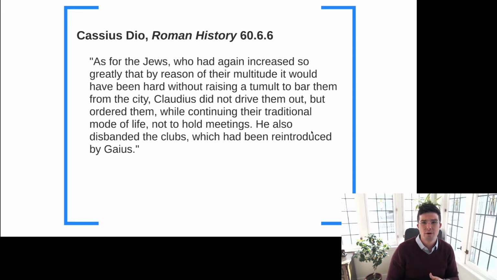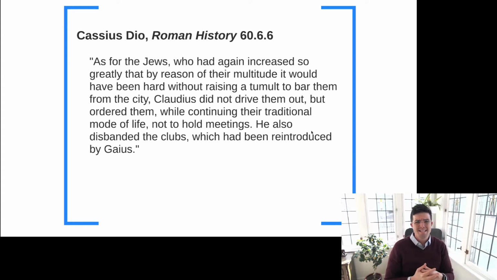As for the Jews, who had again increased so greatly that by reason of their multitude, it would have been hard without raising a tumult to bar them from the city, Claudius did not drive them out, but ordered them, while continuing their traditional mode of life, not to hold meetings. He also disbanded the clubs, which had been introduced by Gaius.